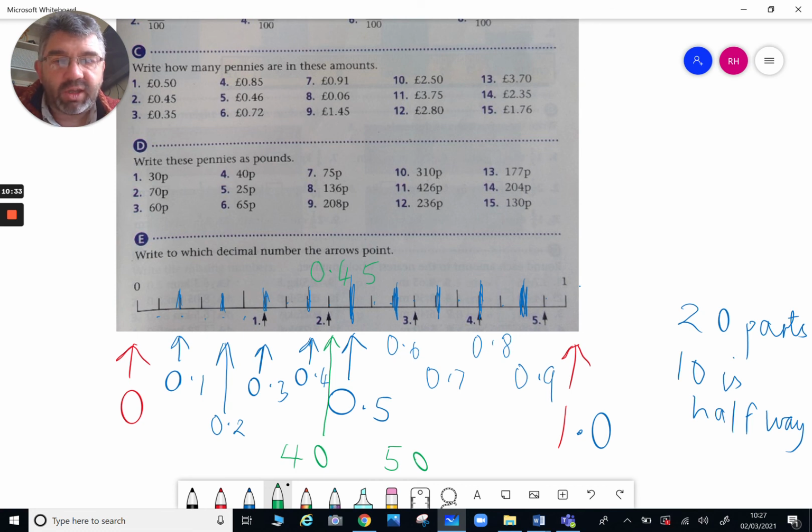So I'd like to see now if you can work out what number 3 is, which is halfway between 0.6 and 0.7. I want to see if you can work out what is number 5, which is halfway between 0.9 and 1.0. Okay, quite a long video. Have a go at that, please.